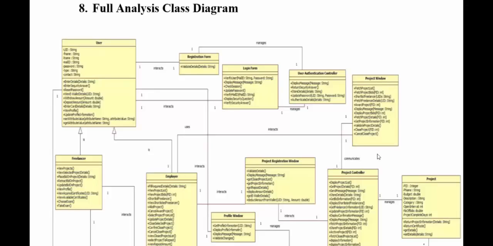Similarly, the registered user, who is a freelancer or an employer, will enter his details by interacting with the login form, where he would be entering his credentials and the login form would validate them. If the user is valid, then he would be logged in to the system. If the user forgets his password, then he can make use of the forgot password functionality, where he would be asked a security question, and on answering it correctly, his password will be restored. Here, the registration and the login part is managed by the user authentication controller.